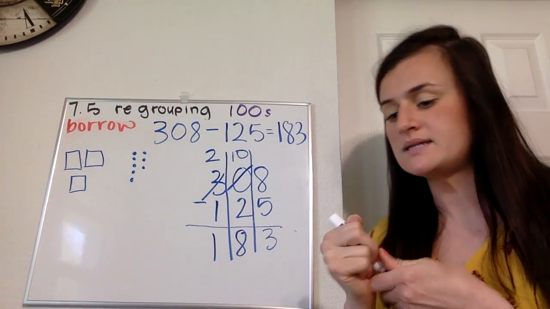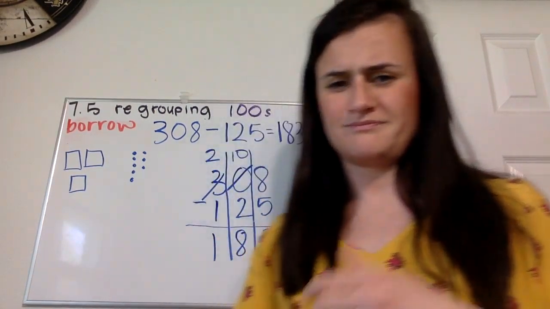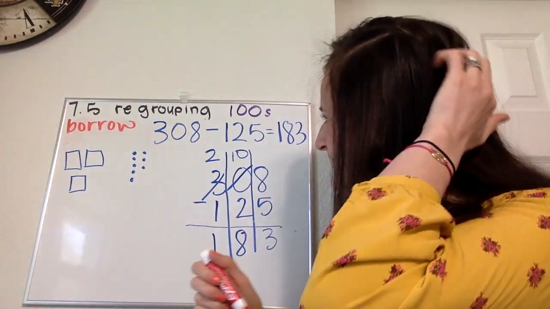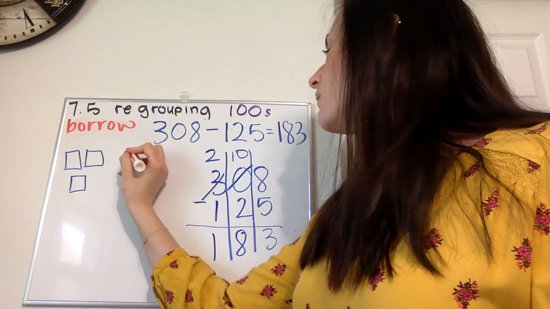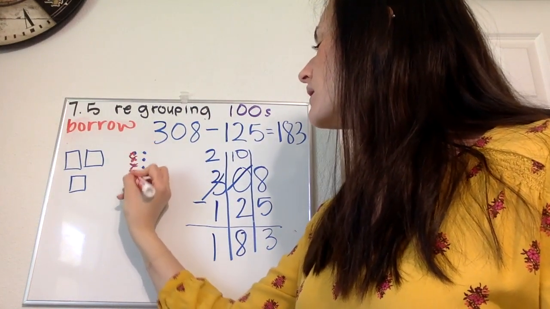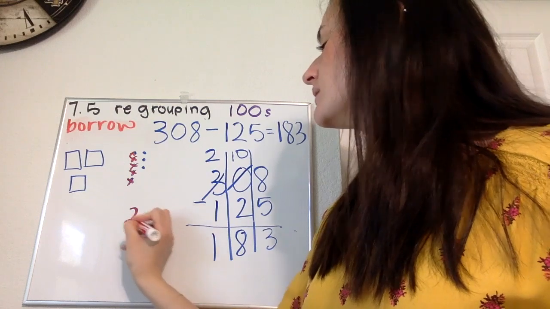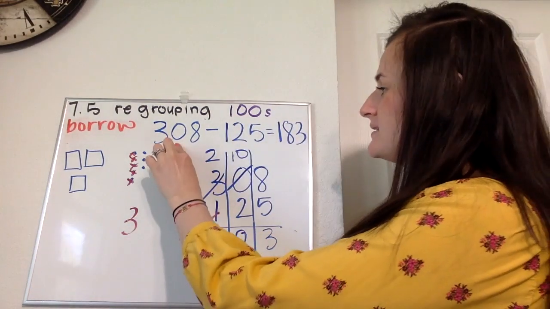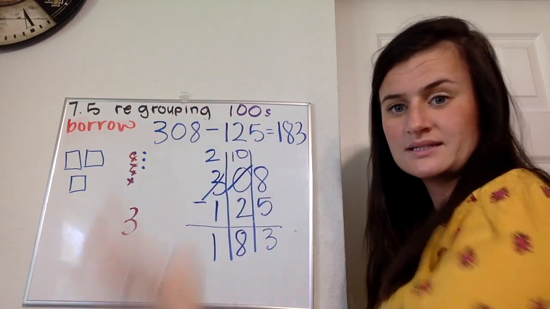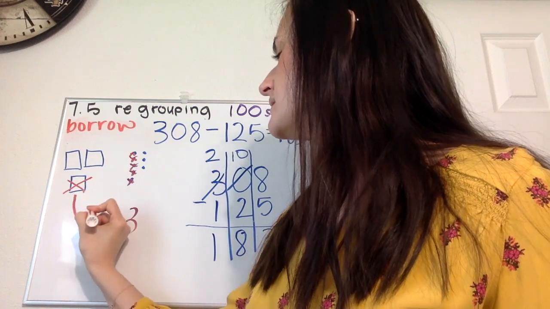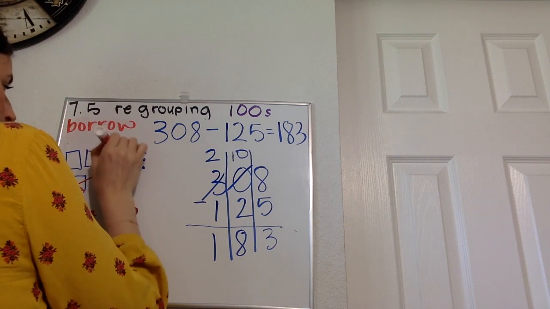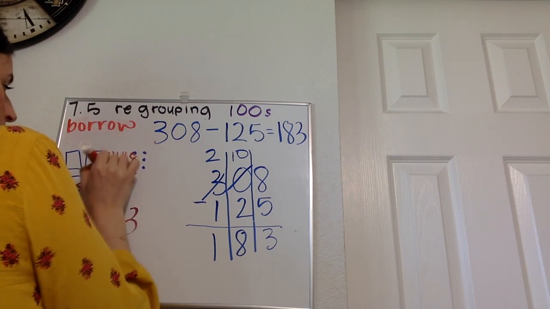Starting in my ones place, grab a different marker so that you can see the difference. If I have 8 ones, I'm going to take 5 away. I know I can do that. 1, 2, 3, 4, 5, leaving me with 3 ones. Now I have 0 tens, and I need to take 2 away. So what do I need to do? Borrow a 100. So I'm going to break this one off of my hundreds, turn it into 10 tens. 1, 2, 3, 4, 5, 6, 7, 8, 9, 10.